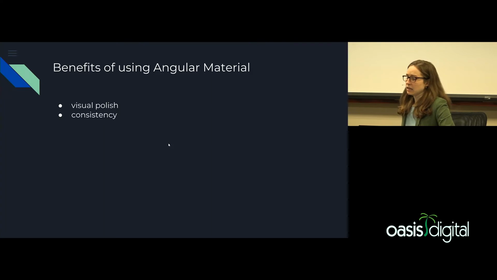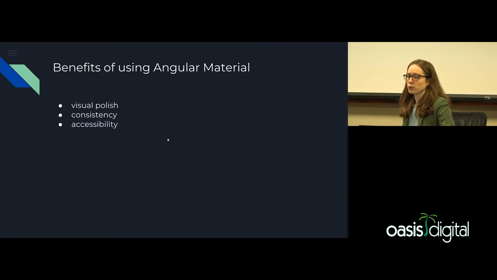Consistency. This is tying back to the design system idea, where you have these individual components that you're going to use in the same way throughout the app, and you don't have to think about, okay, well, what should this button look like? What should this form input look like? You're going to have some rules or guidelines to help you along as you're creating the app.